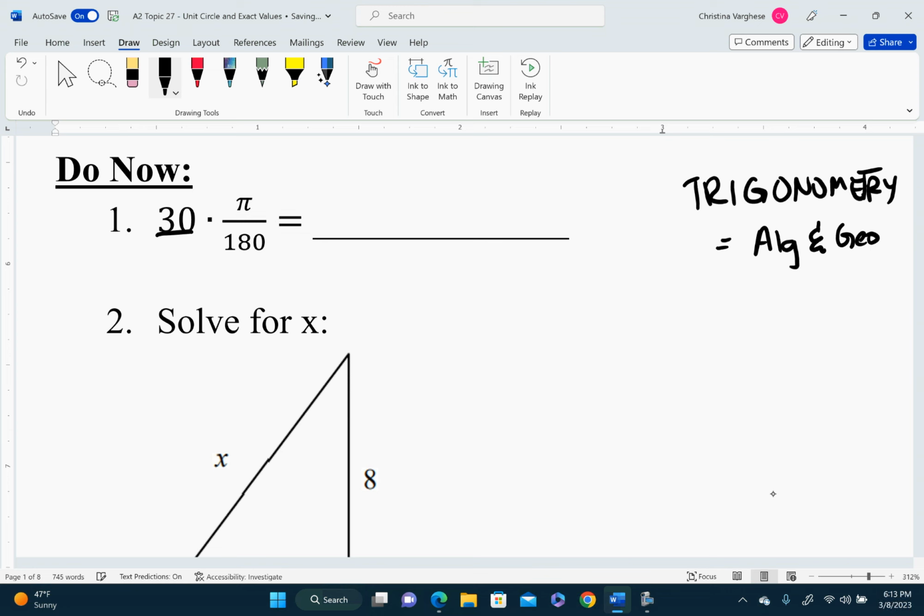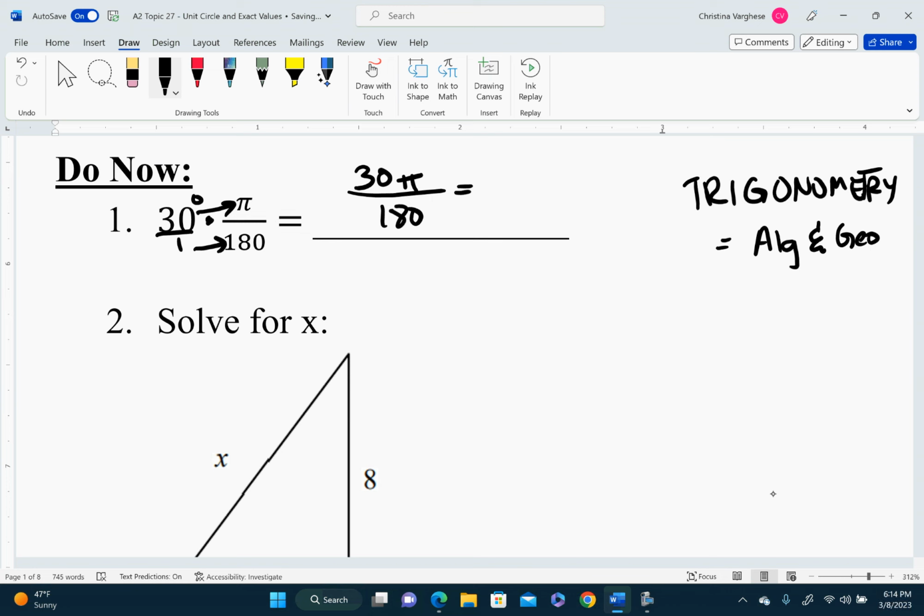If there's no denominator, or a number underneath 30, there's an imaginary 1. And when we are multiplying 30 degrees times pi over 180, when we're multiplying fractions, we do top times top, bottom times bottom. I don't know if you remember this from middle school, but let me teach it to you now. So 30 times pi is going to be 30 pi, and 1 times 180 is going to be 180 on the bottom.